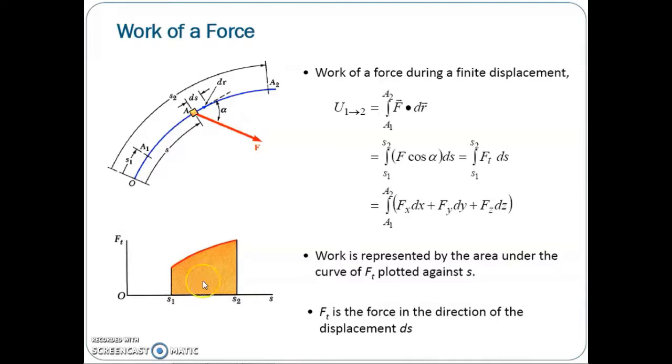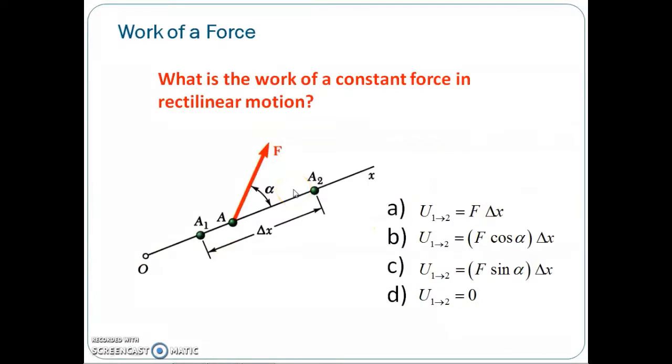And when the force F is defined by its rectangular components, then it can also be represented. This work of a force during a finite displacement can also be represented as shown here. When a particle moving in a straight line is acted upon by a force F of constant magnitude and constant direction, then the work of the force in this case is represented by F cos alpha delta x from A1 to A2.